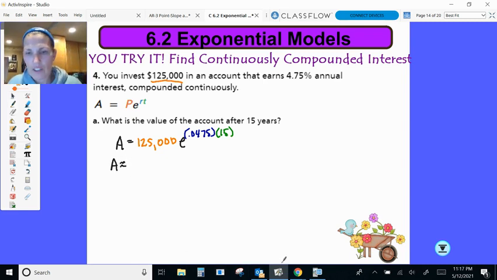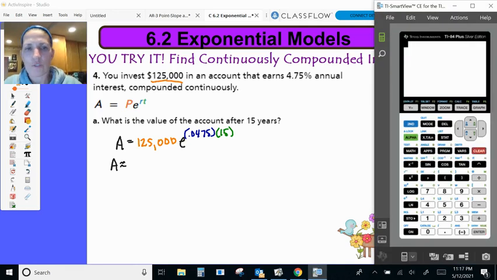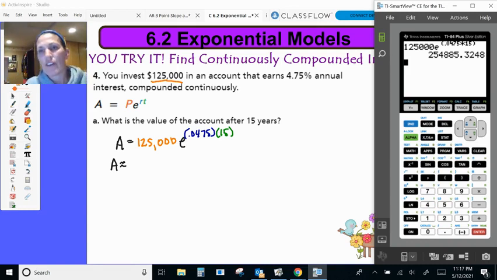Okay, so I'll put my calculator up here. There we go. So we have 125,000. Wish I had 125,000 to invest. Times e to the, now put this in parentheses, 0.0475 times 15. Boom. Wow, we doubled our money, right? 254,885.